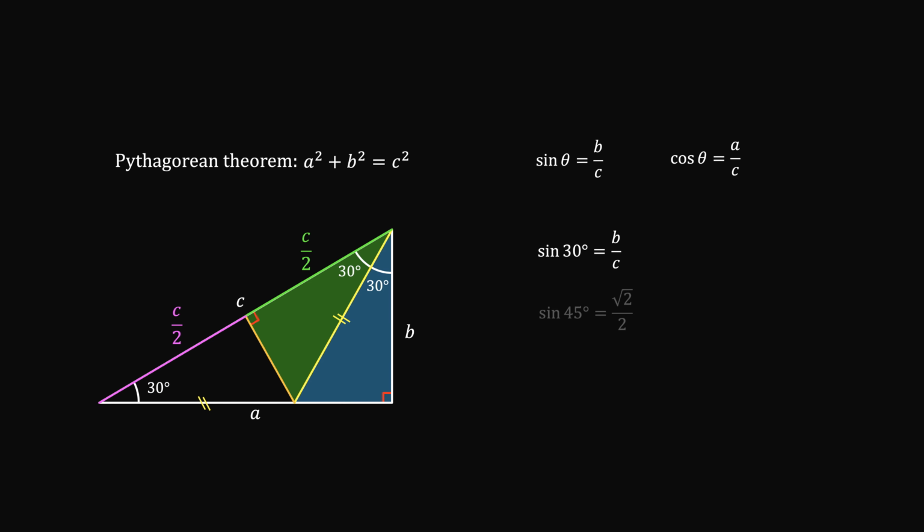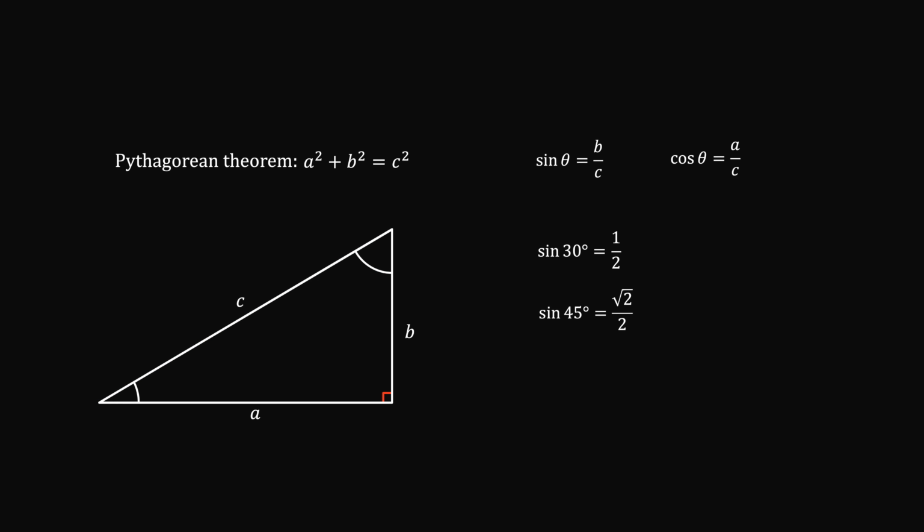Then, these two triangles must be exactly the same as well because they share one side and the 3 angles are the same. Hence, b is half of c. That means sin 30 is 1/2.